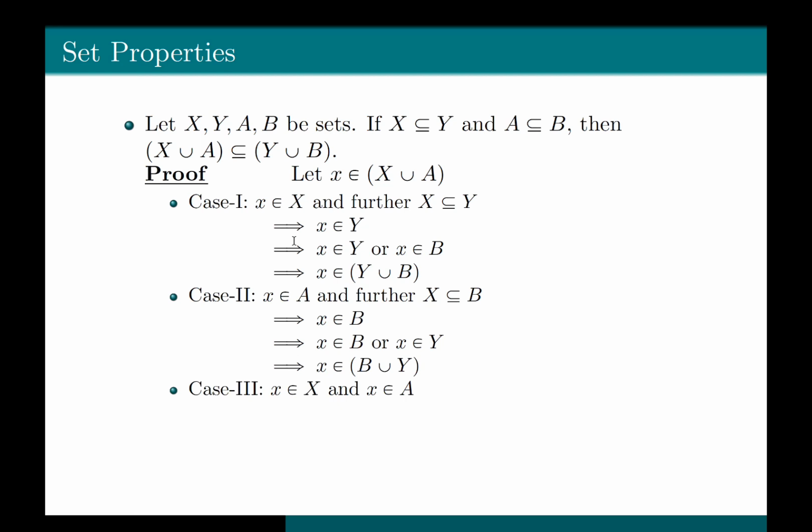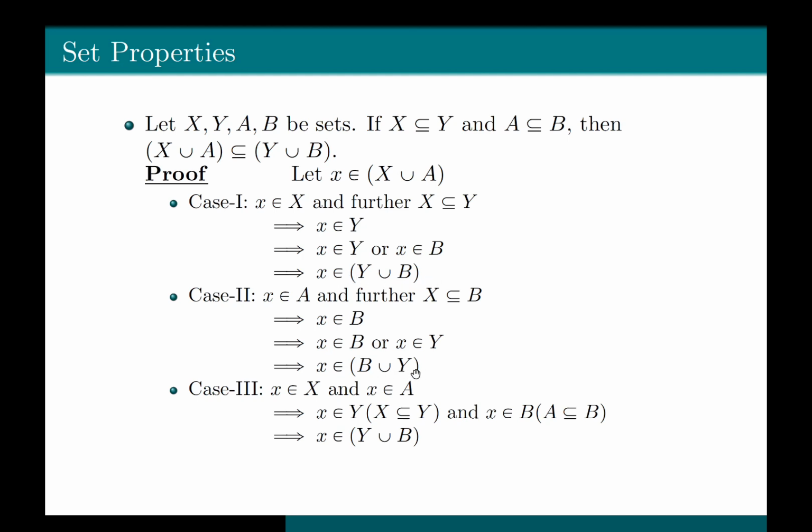The third case would be if x belongs to X and x belongs to A, like if x belongs to both the sets. Then we have X is a subset of Y, and A is a subset of B, therefore x belongs to the set Y and x belongs to the set B. Since we have an AND condition over here, it will definitely belong to the union of Y and B, and therefore we have proved that. We started with the assumption that x belongs to X union A, and in all three cases, we have successfully proved that x belongs to Y union B.